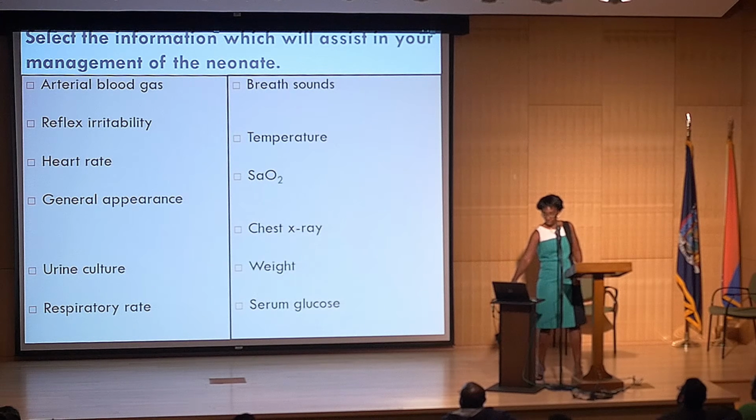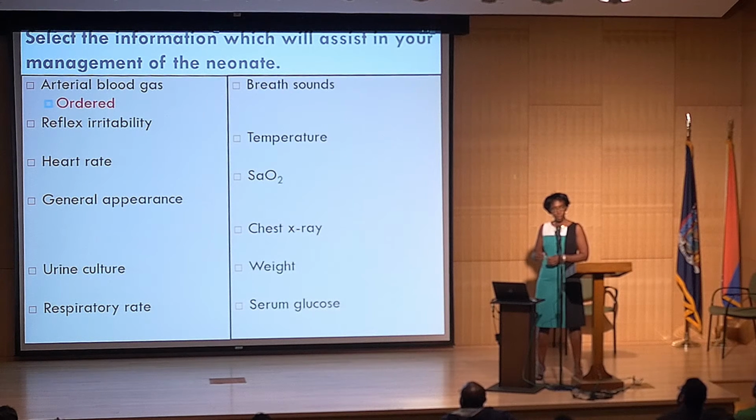But the blood gas can be ordered. So once the baby is stabilized and you put the baby on some type of oxygen device, or you're going to intubate, or you put the baby on CPAP, then you can go ahead and obtain the blood gas, because the baby's already stressed out from the delivery process.